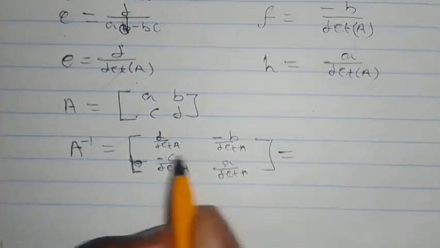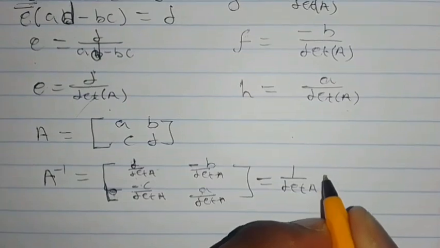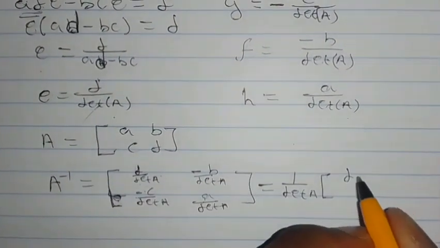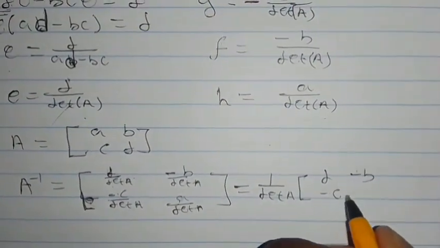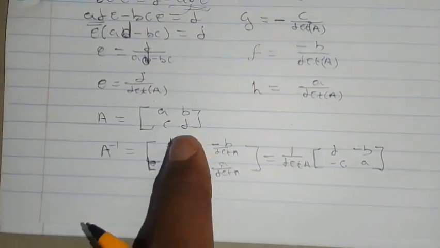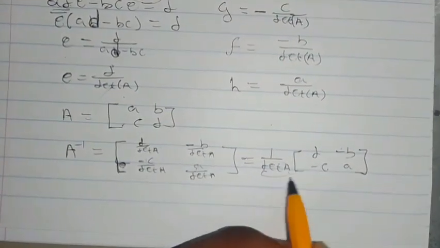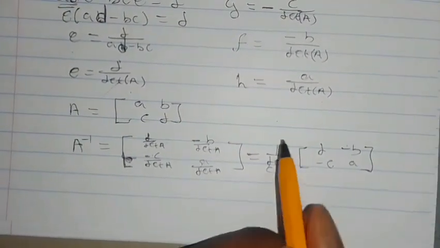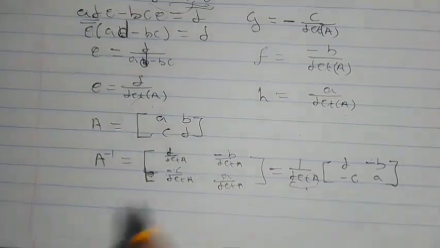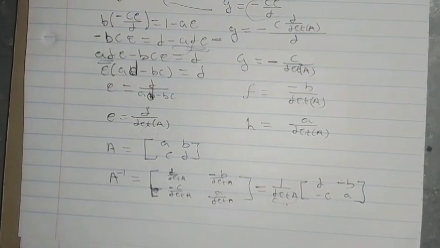Now you can take 1 over determinant of A outside. So you'll have 1 over determinant of A outside, and then you'll be left with D, minus B, minus C and A. So this is the general formula of finding an inverse of a matrix. That's why the determinant must exist and it cannot be equal to 0, because we are basically dividing by that. That's the proof. Okay, let's try some practical examples with this proof.